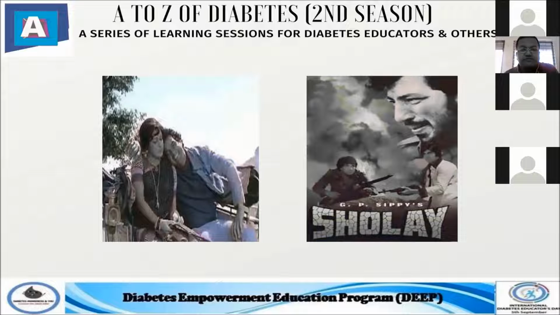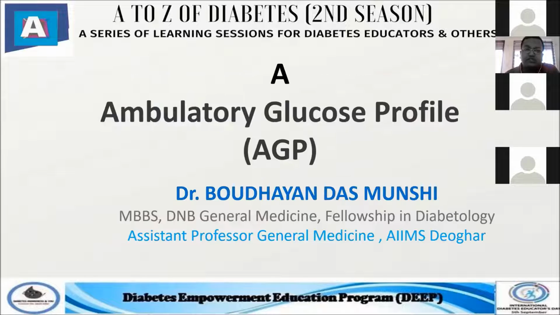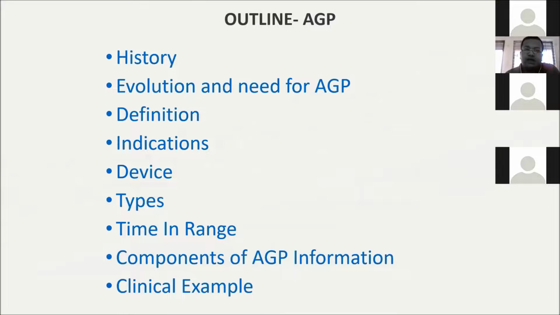Carrying this concept forward about holistic visual representation, we come to the topic for the day, which is ambulatory glucose profile, or AGP in short. I'll be talking under these following headings: history, evolution, and need for AGP, definition, indications, device, types, time and range, components of AGP information, and clinical example.